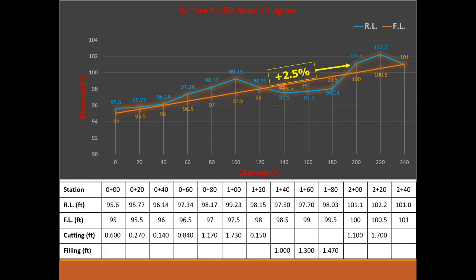As you can see, the question statement says that it is a gradient of plus 2.5%. It is verified by the formation line. You can see the formation line is exactly a smooth line with a constant upward gradient of 2.5%. So that is the graph. Using this graph, we can calculate the values of cut and fill.